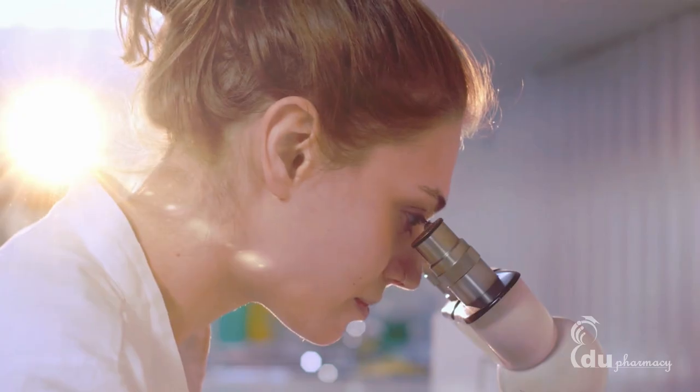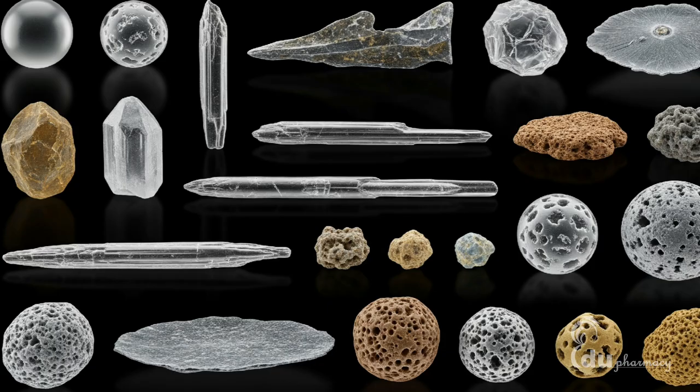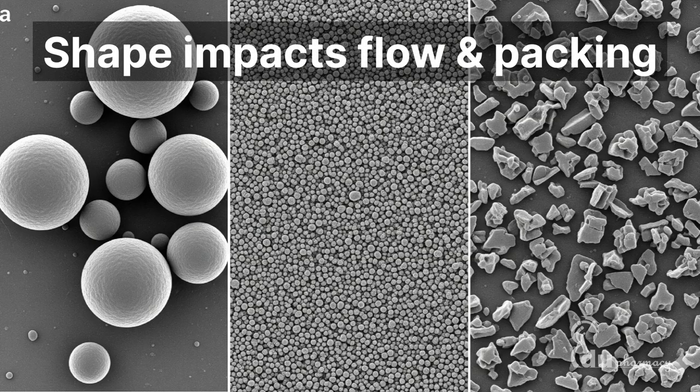Now, size isn't the whole story. Particle shape and morphology are equally important. Imagine filling a jar with marbles compared to filling it with needles. The marbles pack neatly and flow easily, while the needles interlock and leave gaps. The same principle applies to powders. Spherical particles tend to pack and flow better, while irregular or needle-like shapes can cause problems during mixing and compression.